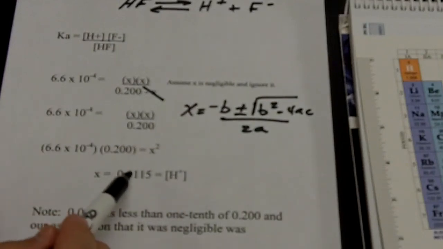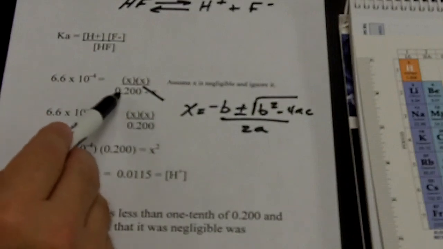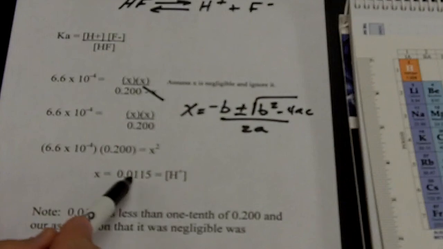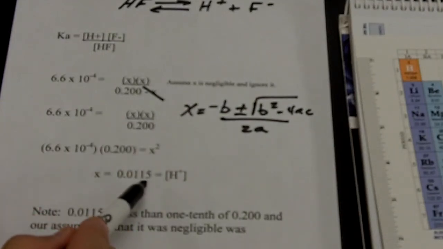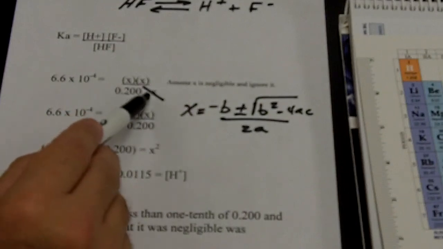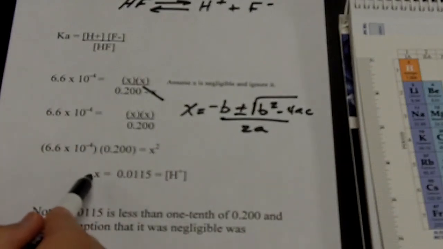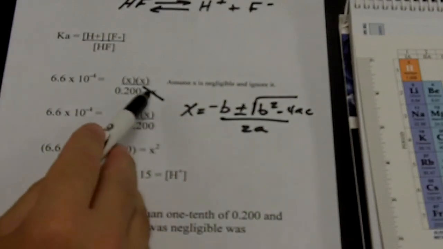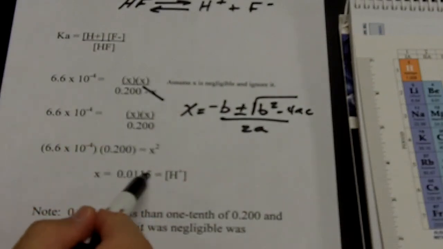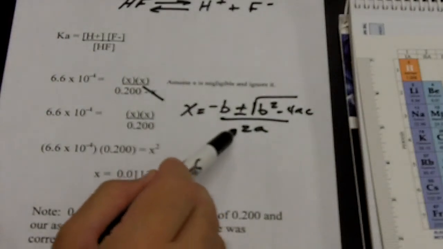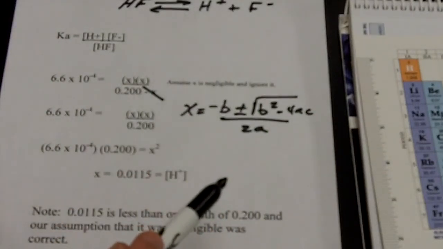Before I do that, though, I want you to notice that, remember, 1/10 of 0.200 would have been 0.02. This is 0.0115. That's less than 10%. I was okay in my assumption of allowing that X simply to disappear. So you have to check that, but on the other hand, it's a lot easier if you just ignore it. If you feel that that X is sufficiently small, you can just ignore it. But again, this is the quadratic equation. If you want to use that, you certainly can.